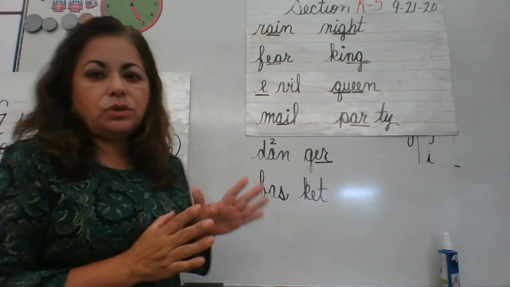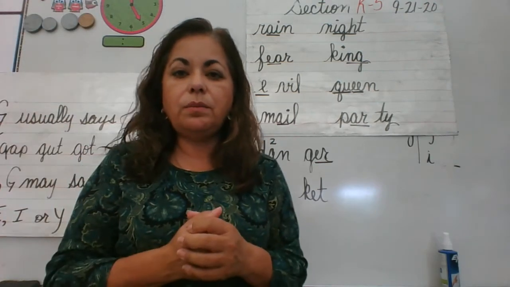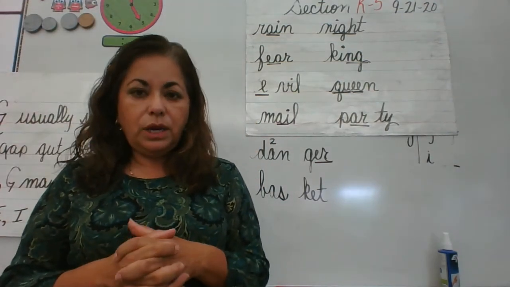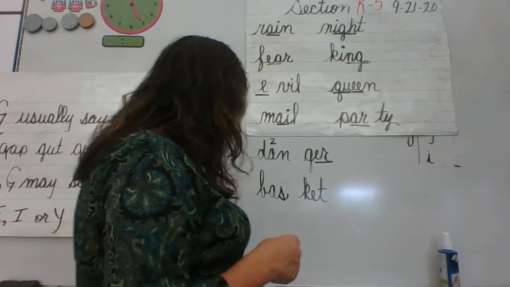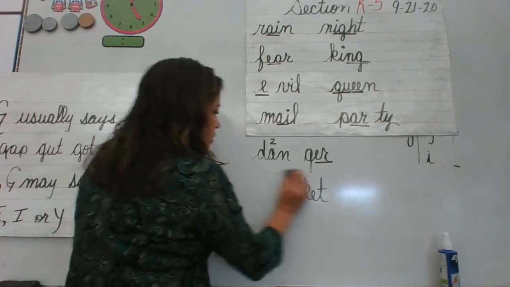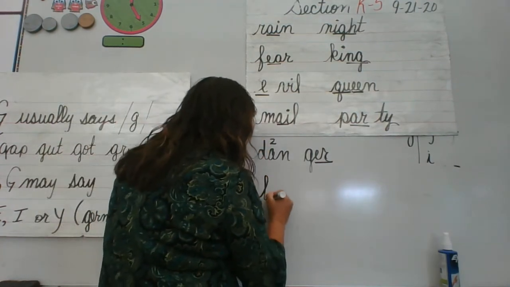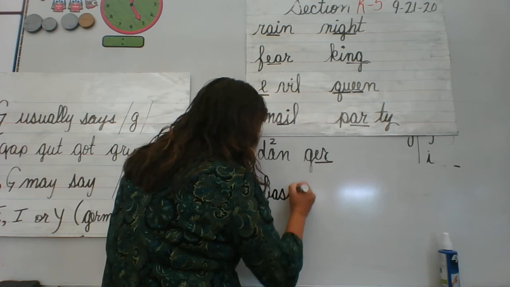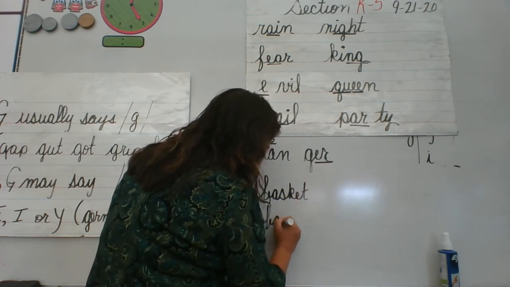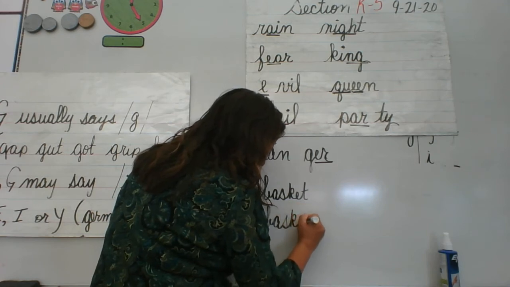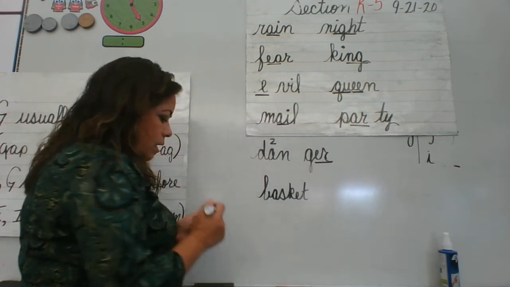Okay, so you got 10 words you're going to study. Write them 5 times each until you can write them without looking at the previous word. Say them as you write them. For example, if I'm writing basket, I'm going to go basket, basket. Say it while you're writing it, okay?